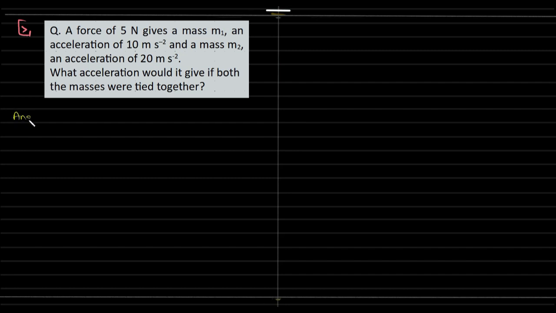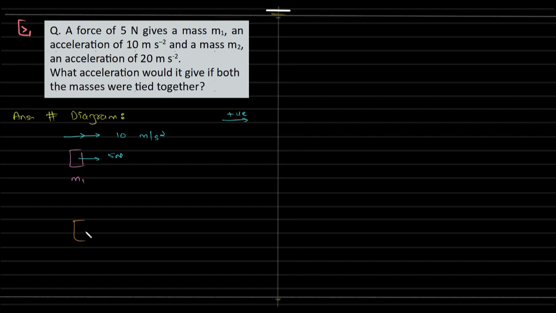So this is a good question. Let's put this in the form of a diagram. So we have the first case being an object whose mass is m1 and there is a force of 5 Newton acting on it and it accelerates with an acceleration of 10 meter per second square. So we'll take right as positive direction. So this is the first case.